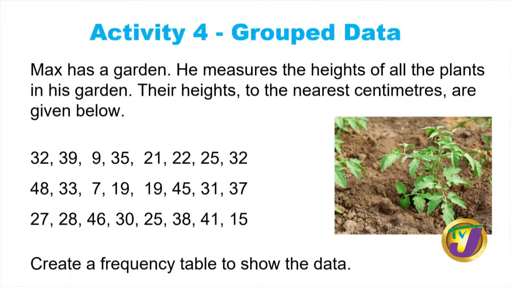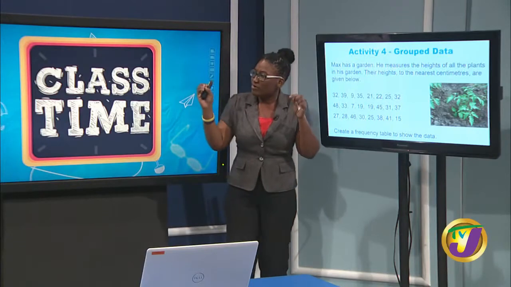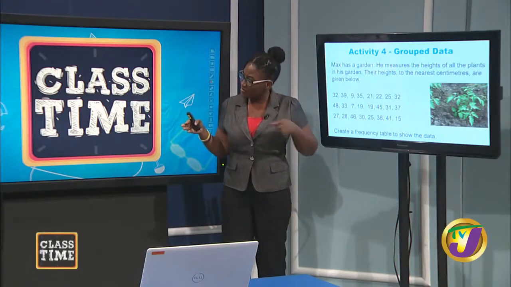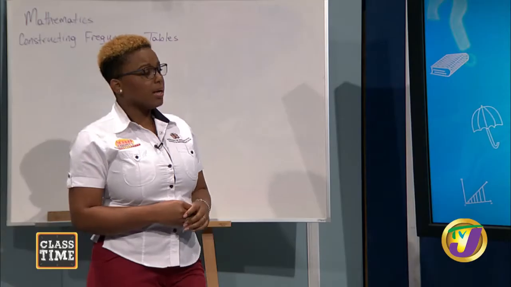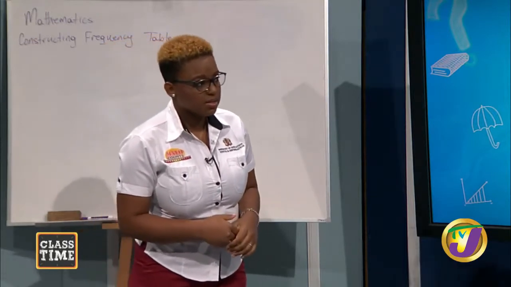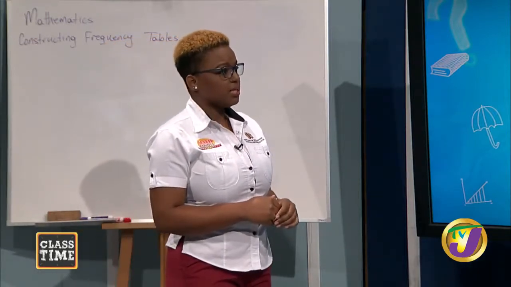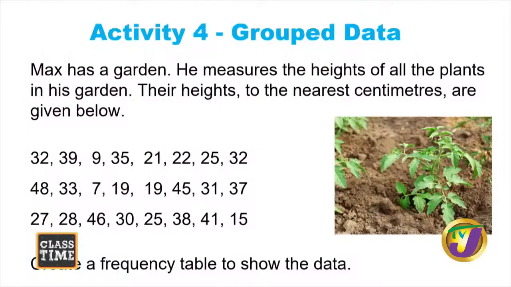All right. Now, this is continuous, not true? Yes, height, so we're talking about continuous data. But note the question says that he wrote them to the nearest centimeter. Now, we want to create a frequency table to show this data. But remember we said you must represent every value from your least to the greatest. And I'm seeing the least to be 7 centimeters here and the greatest to be 48.